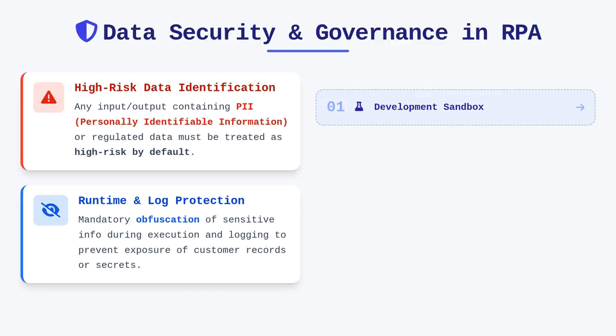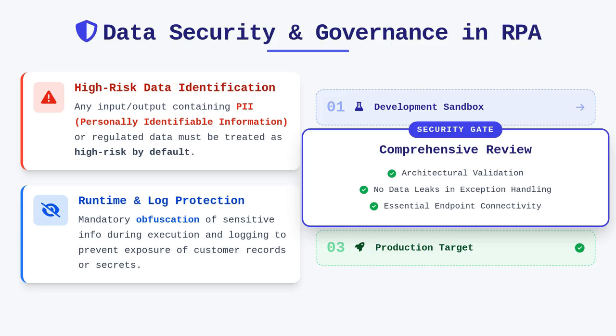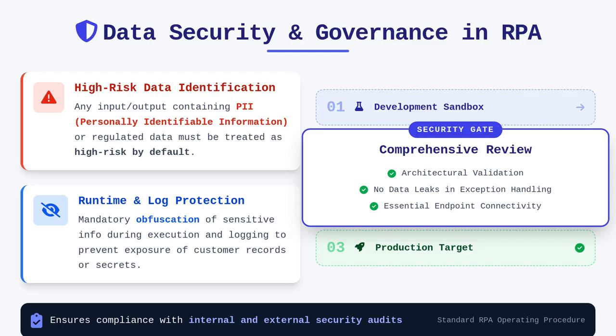Before any workflow moves from a development sandbox to a production target, it must undergo a comprehensive security and architectural review. This review process functions as a checklist item in your lifecycle management, validating that exception handling does not leak data and that connectivity is limited to essential endpoints. Maintaining these standards ensures that your RPA deployment remains compliant with internal and external security audits.